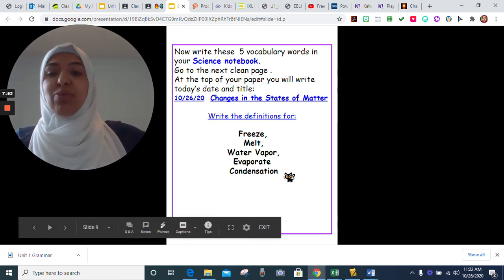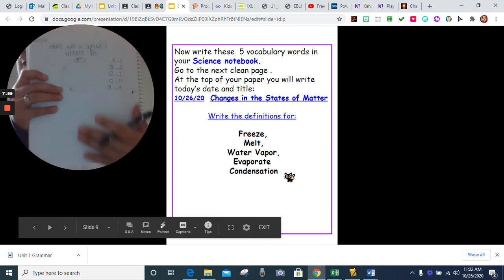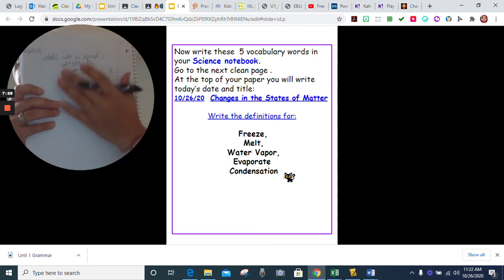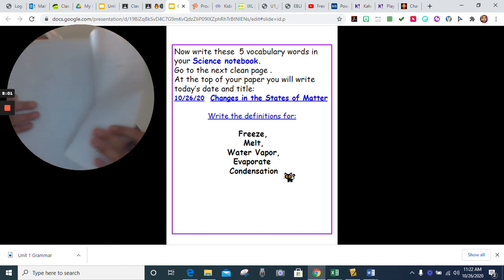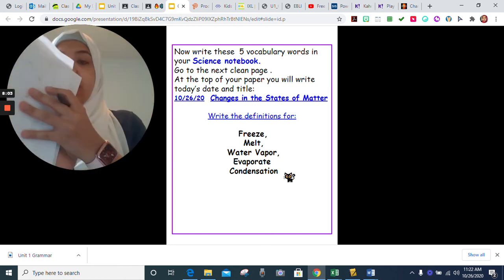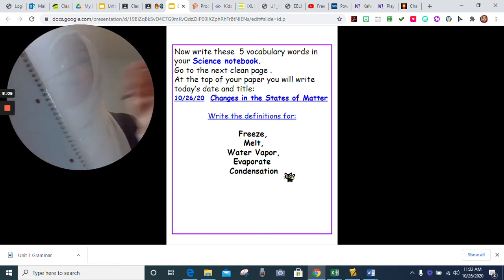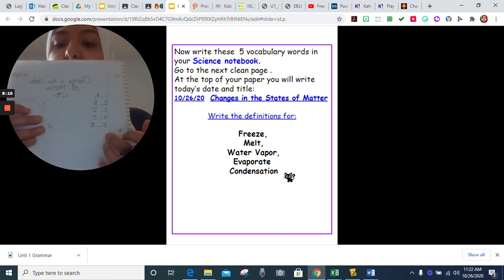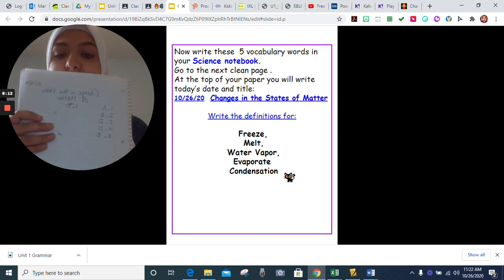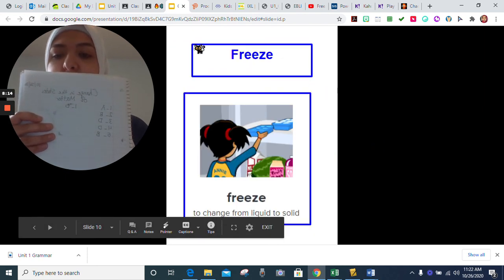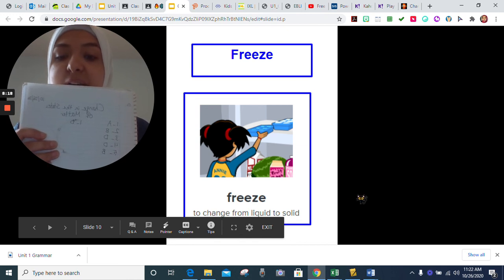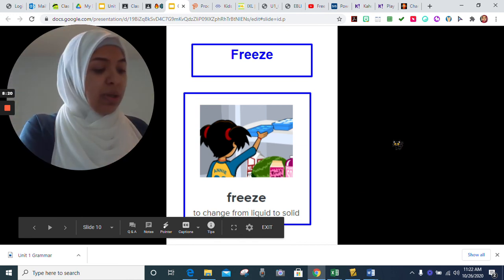If your paper is still empty like this, I would just start over here. If your paper is full, you can flip the page and start on a new clean page. But since I still have some space here, I'm going to use it over here and I'm going to start with the first word. You are just going to copy the word and the definition. So yours is going to look like that.